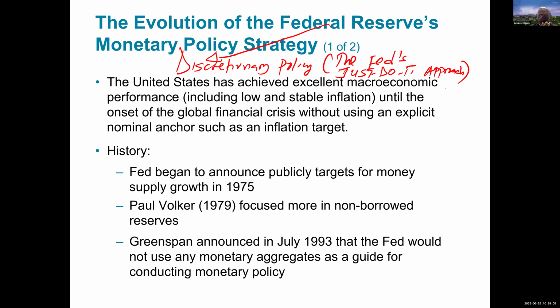But we know the United States has achieved excellent macroeconomic performance, including low and stable inflation, until the onset of the global financial crisis of 2007. They did that without using any explicit nominal anchor, such as an inflation target. The U.S. Federal Reserve uses what we call an implicit nominal anchor, not explicit. I'm going to explain what that means.